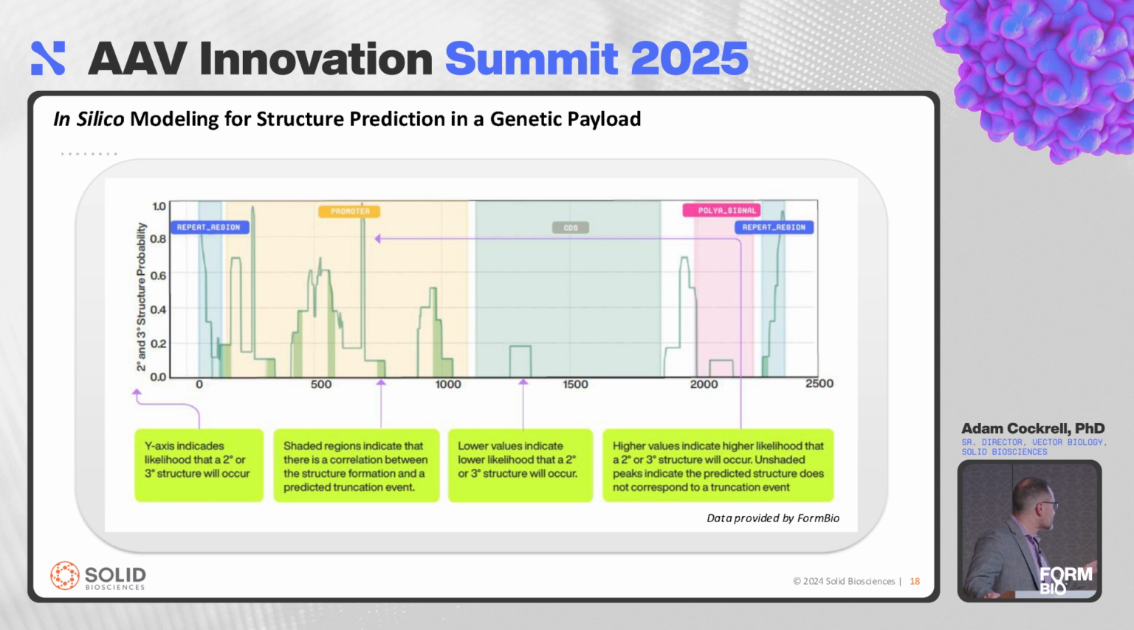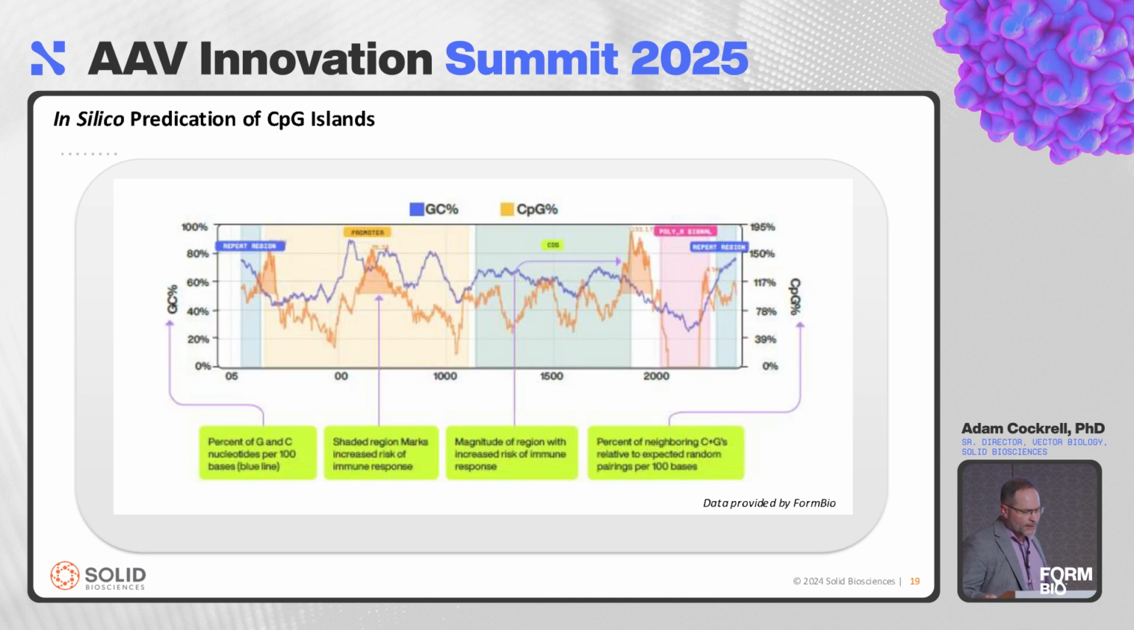So, and then you can take those, the shaded regions that are on there, you can overlay those with the truncation propensities. And that'll give you an idea of where you have very strong truncation propensities as well as secondary structures. And then potentially you can go back and change those secondary, tertiary structures that may be causing problems in your vector. And this is just a histogram showing GC percent content across a vector with CpG percents, and you can see that when you get to a certain point, those shaded regions mark where there's increased risk of potential immune responses that are predicted, not absolute.